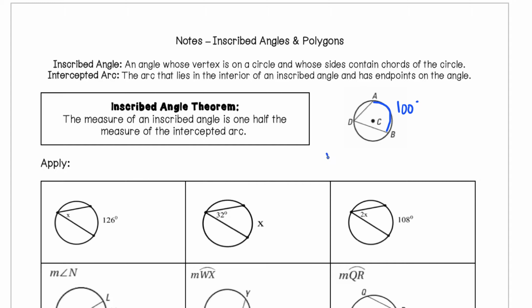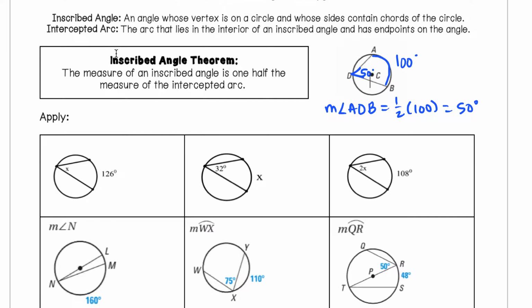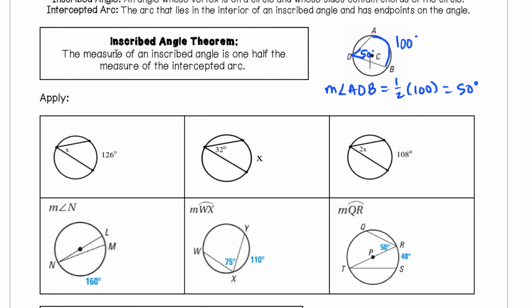So the central angle was equal to the arc measure. The inscribed angle is 1/2 of the arc measure. So we're going to apply that to some of these examples. If you think you're able to try it on your own, go ahead and solve it. Pause the video and press play when you're ready to check.